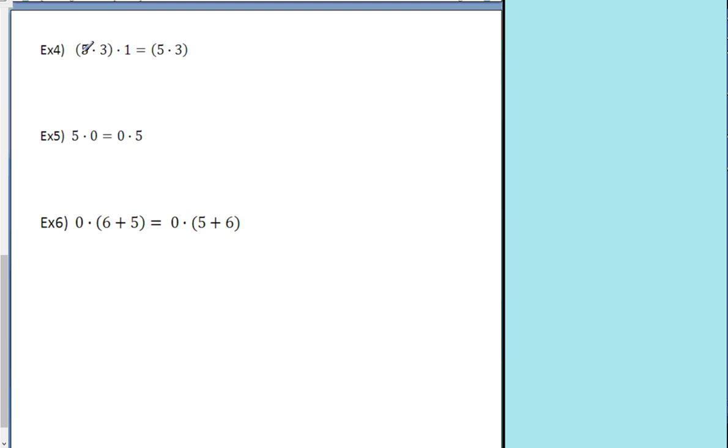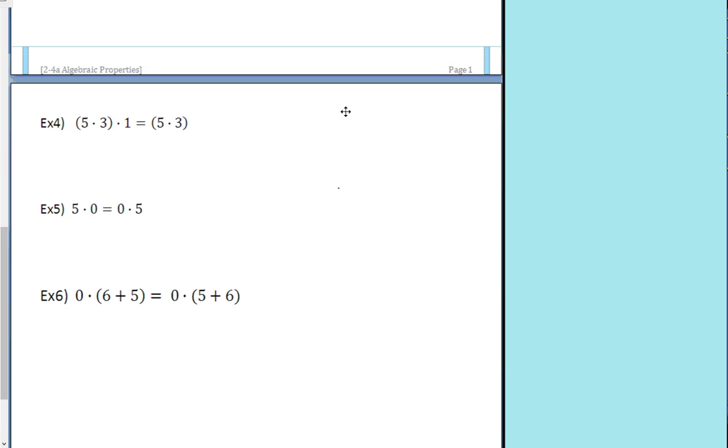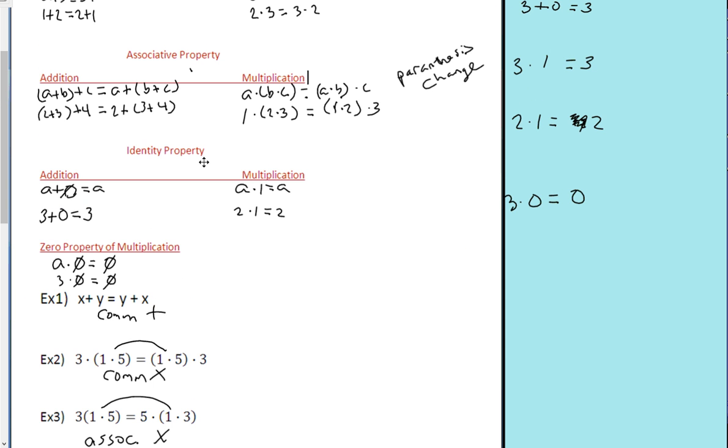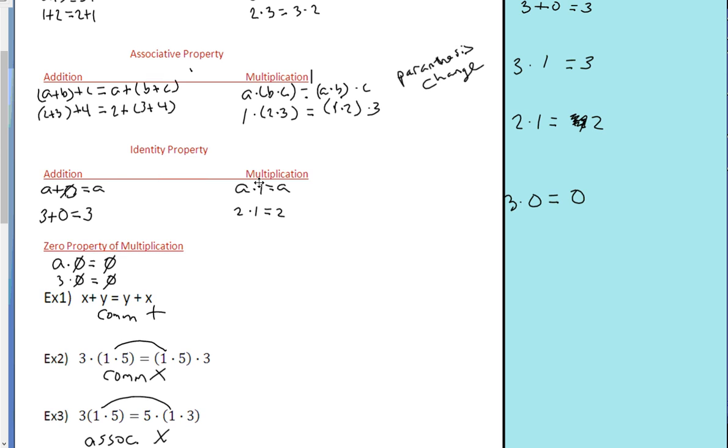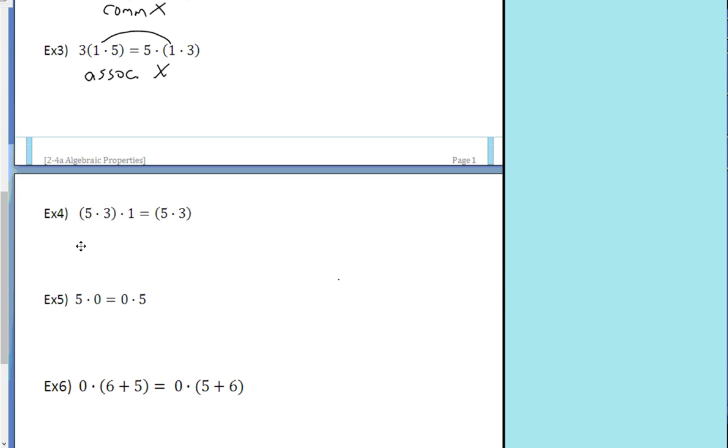Let's look at this one. 5 times 3 times 1 is equal to 5 times 3. Well, what happened? The 1 went away. Well, which one of these properties has the 1 going away? Go back up here. Oh, identity property of multiplication has the 1s going away. So that's identity property. I'm just going to put ID property of multiplication.